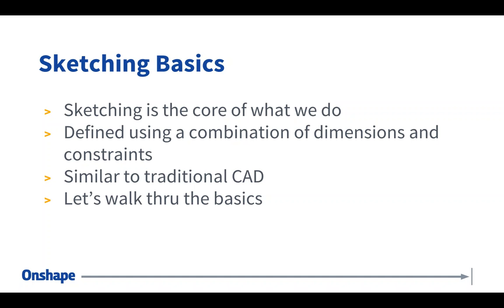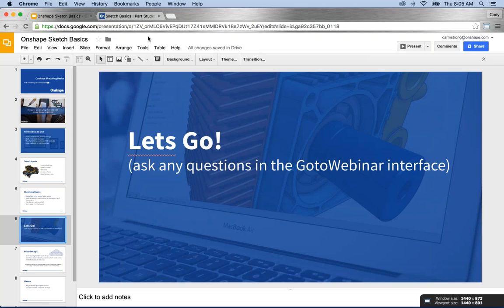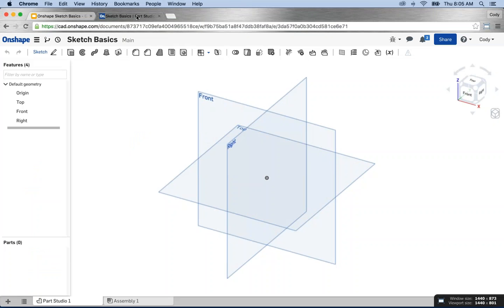It is similar to traditional CAD. So if you've come from a traditional CAD system, there's going to be a lot that carries over to Onshape. So let's walk through it. I want to jump right into things. And as I mentioned before, we're going to start with the basics, and that is just creating a sketch, simple lines, arcs, and walk through the individual tools.